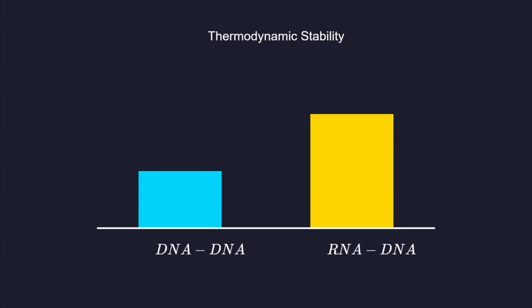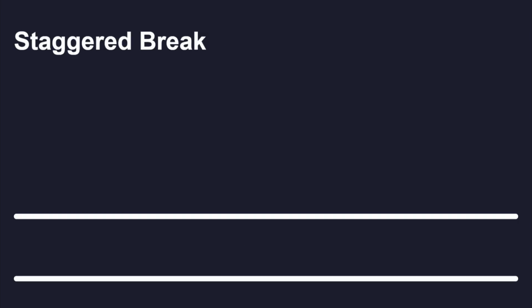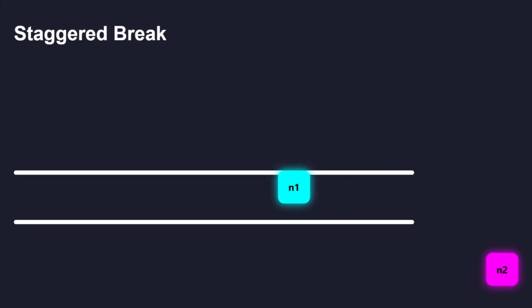The thermodynamic stability of the RNA-DNA heteroduplex is significantly higher than that of the original DNA-DNA helix. This energy difference drives the displacement of the non-target strand. Cas9 nickases are engineered to cut only one strand.